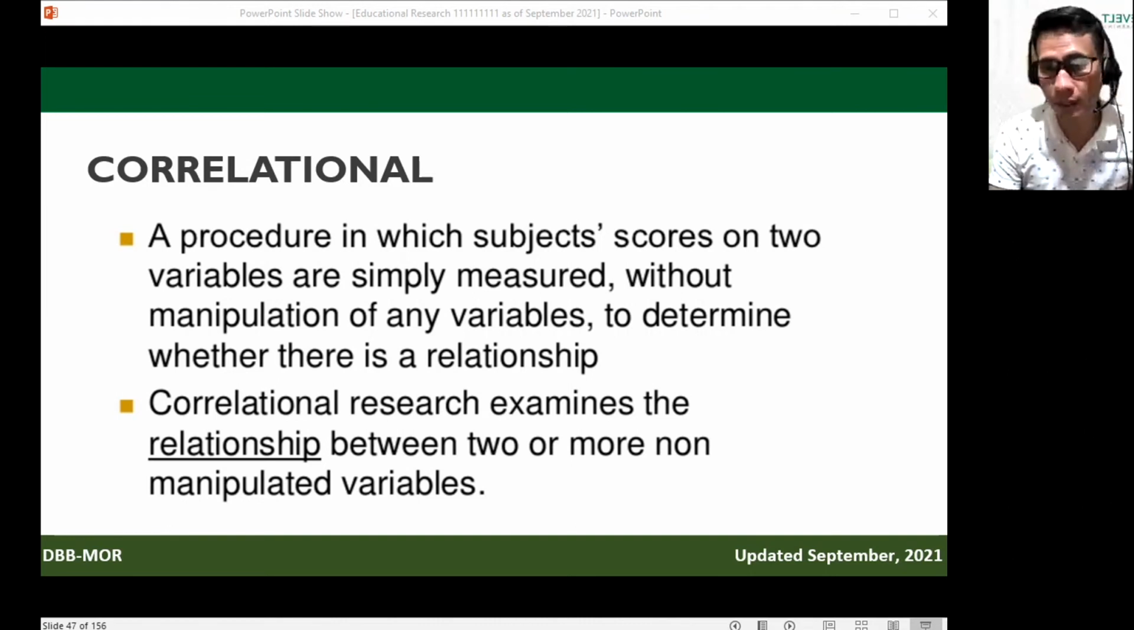All you need to do is to explain, and then go back to the RRL, and then try to determine if there are related literature that will agree with the outcome of your research.